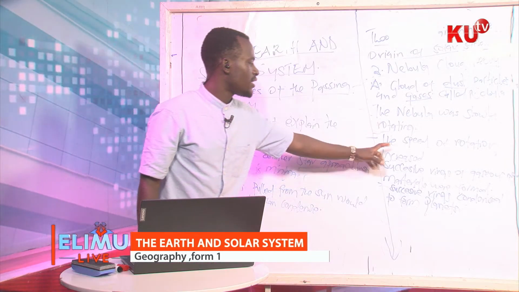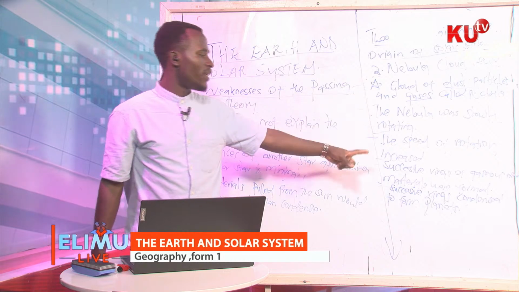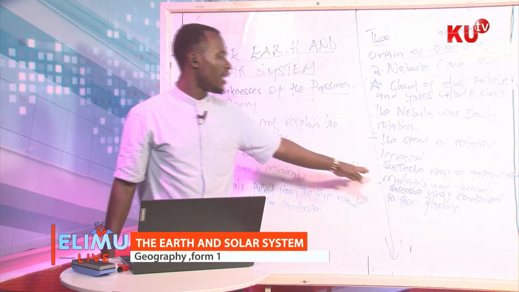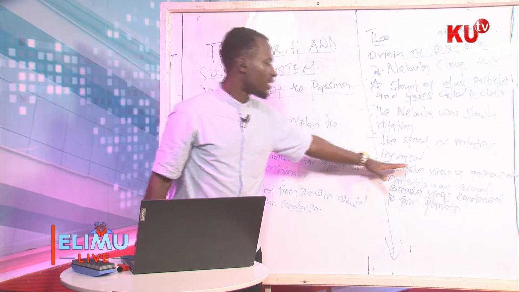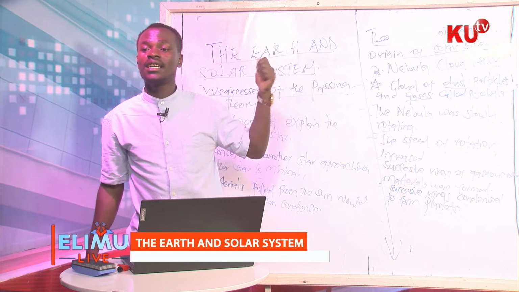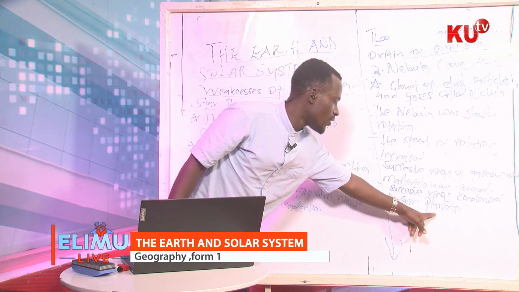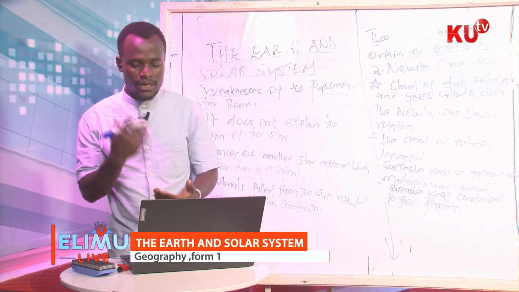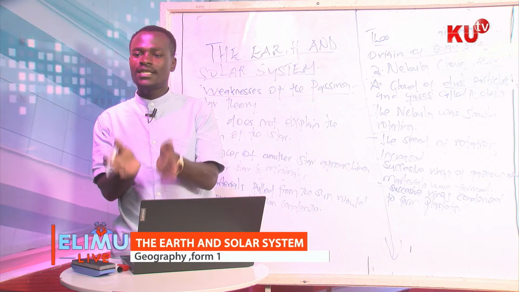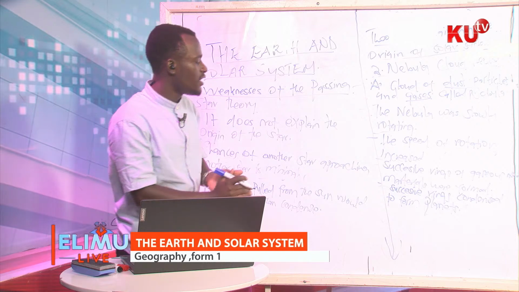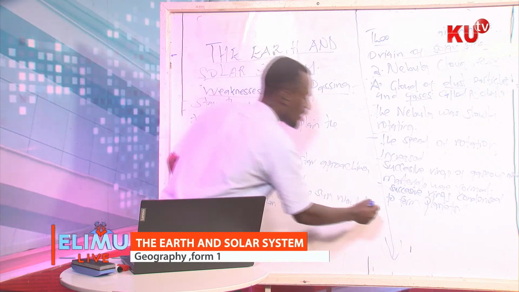So it is as a result of the increase of the speed of rotation that it led to the formation of the successive rings that are in gaseous state. They condensed, and after condensation, they formed what we call the planets. Now, the central gaseous material is what formed the sun.